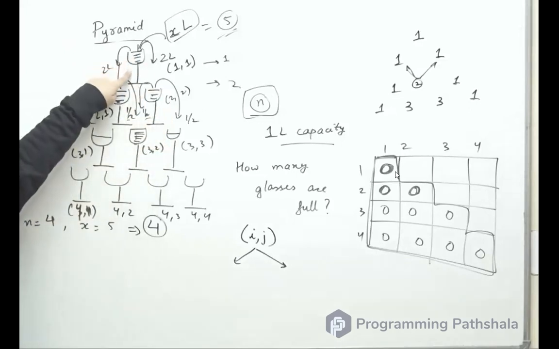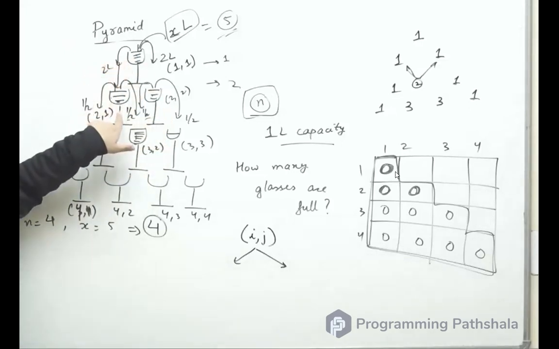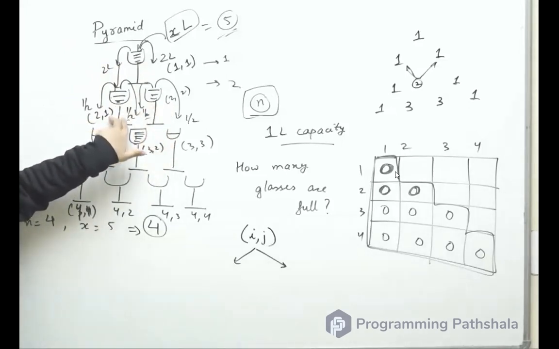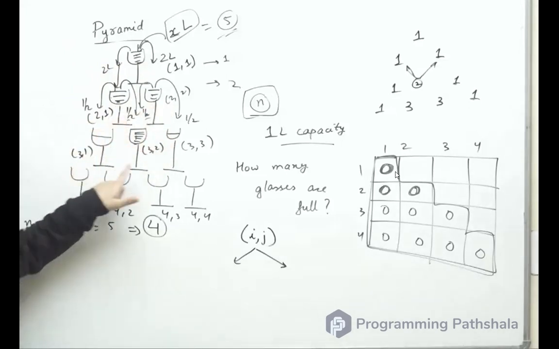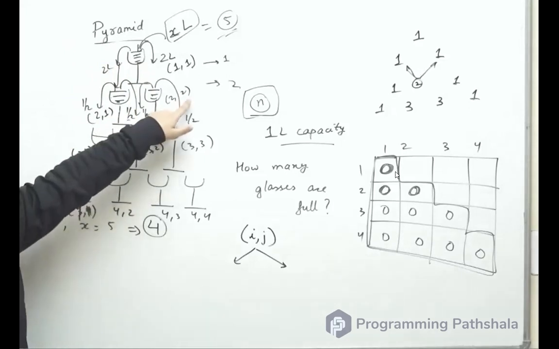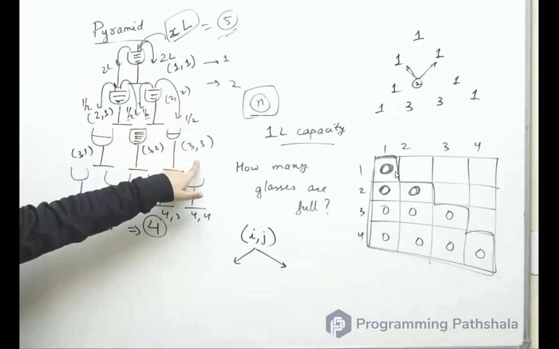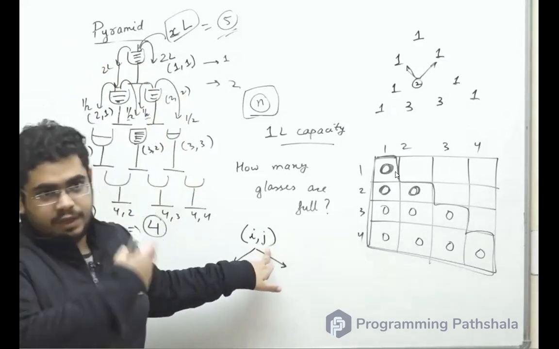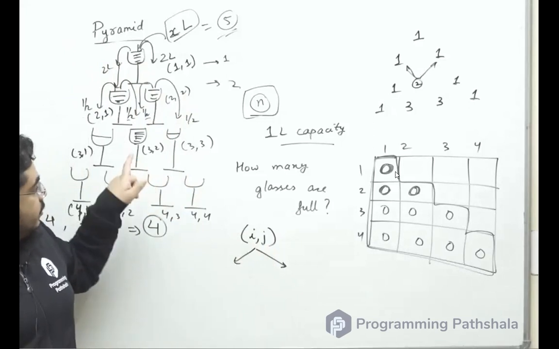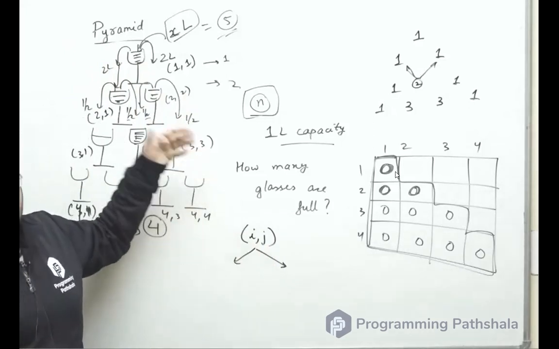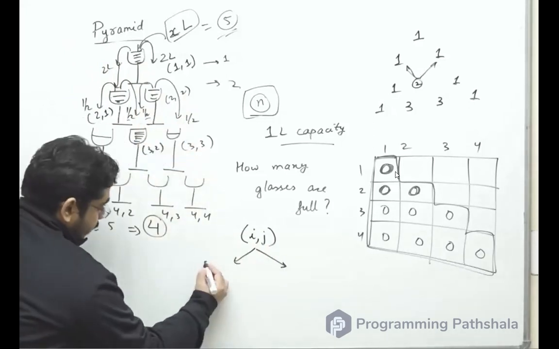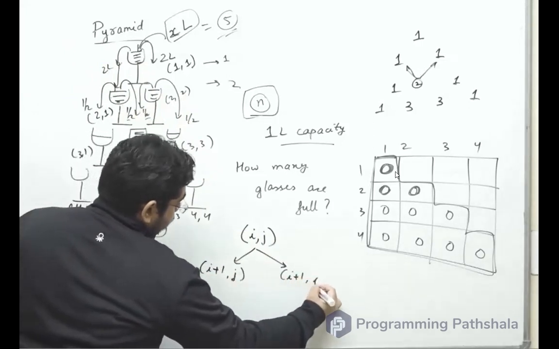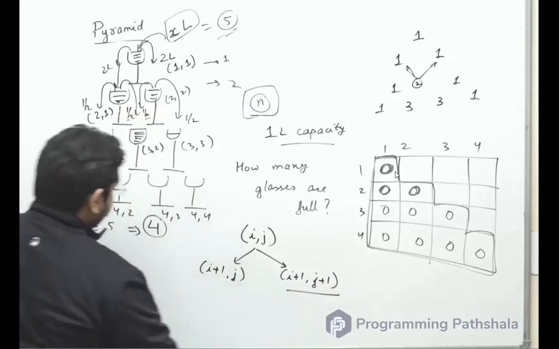From the first row's first glass, it is flowing to the second row's first and second glass. From the second row's first glass, it flows to the third row's first and second glass. Similarly, from the second, it flows to the second and third. So can I say from the jth glass of any row, it flows to the j and j plus 1 glass of the next row? So I can say (i plus 1, j) and (i plus 1, j plus 1).